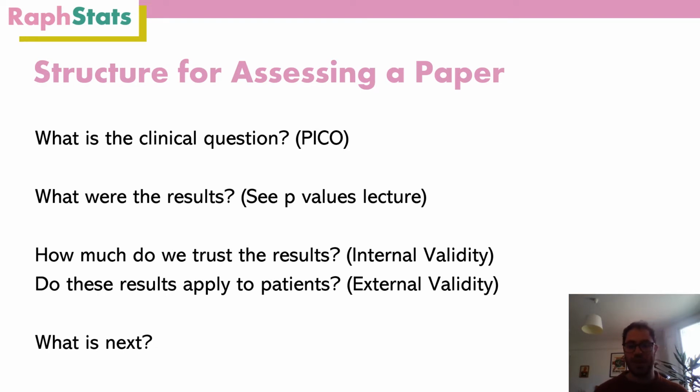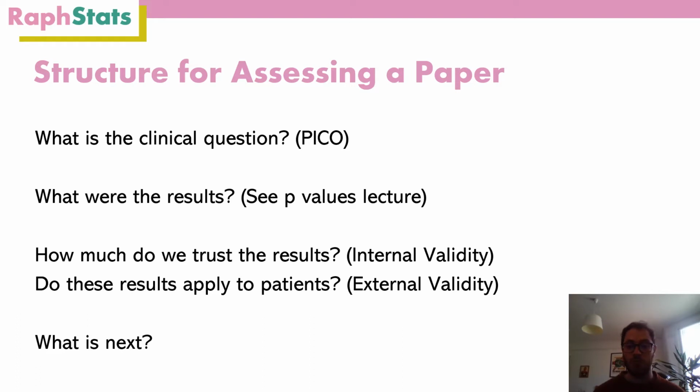So generally, the structure I'll use for going through a paper is we'll use PICO to have a think about what is the clinical question, so sort of fundamental introduction to the trial, understanding what its aims are and how it set those out. When thinking about what were the results, I'd refer you back to the p-values lecture to talk a little bit about how to interpret p-values and confidence intervals and think about what those results actually mean.